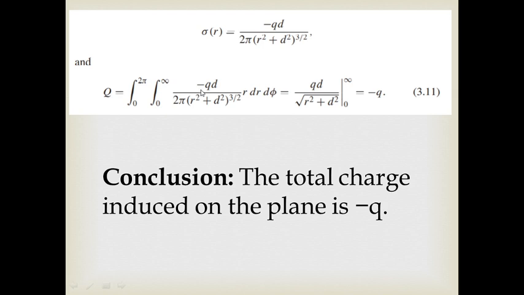That is equal to minus qd upon 2 pi, integral of r dr d theta over (r square plus d square) raised to 3 by 2. Here r dr d theta is the area element, and this is equal to minus qd upon under root r square plus d square, with the limit taken from 0 to infinity. Substituting from the higher limit to the lower limit, you will get this simplification equal to minus q. So the total charge which is going to be induced on the plane is equal to minus q.